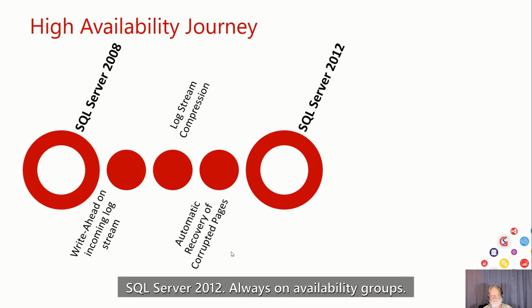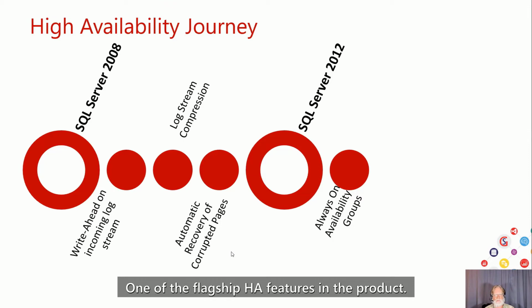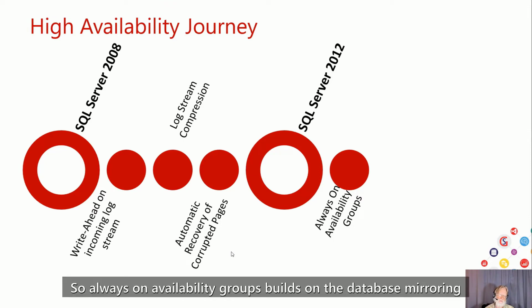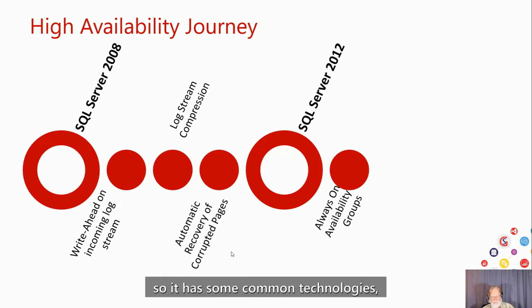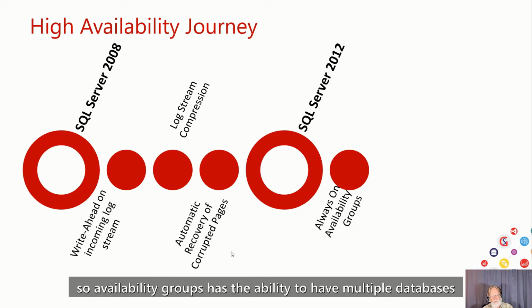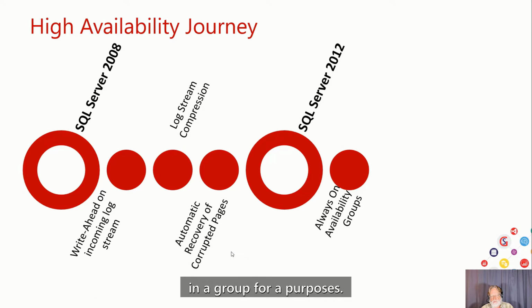SQL Server 2012. Always On availability groups, one of the flagship HA features in the product. Always On availability groups builds on the database mirroring technology. Some of the components are still named mirroring endpoints and such. So it has some common technologies, but it's much, much more sophisticated. Availability groups has the ability to have multiple databases in a group for HA purposes.